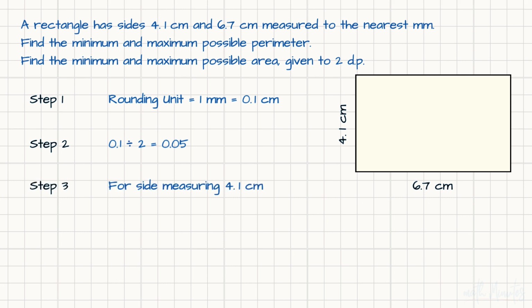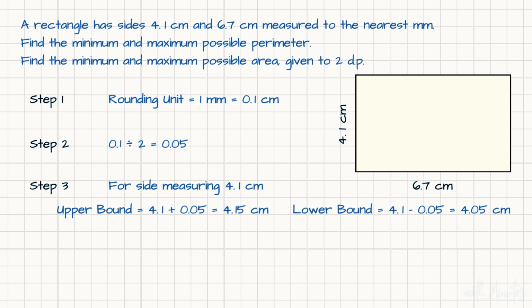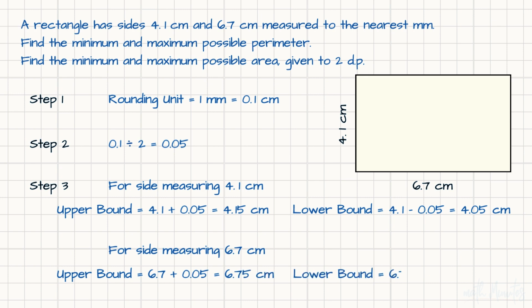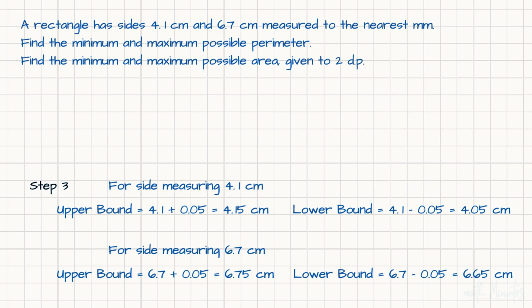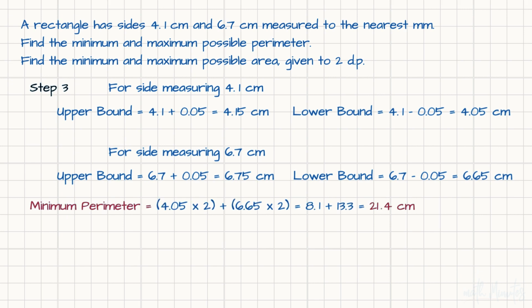So we can see that the upper bound for the side 4.1 centimeters is 4.15 centimeters, and the lower bound for 4.1 centimeters is 4.05 centimeters. Similarly, the upper bound for the side 6.7 centimeters is 6.75 centimeters, and the lower bound for 6.7 centimeters is 6.65 centimeters. Now, to find the minimum possible perimeter, we use the lowest possible values that the sides of the rectangle can be in our calculation for the perimeter. In other words, we use the lower bounds, 4.05 times 2 plus 6.65 times 2, which equals 21.4 centimeters.